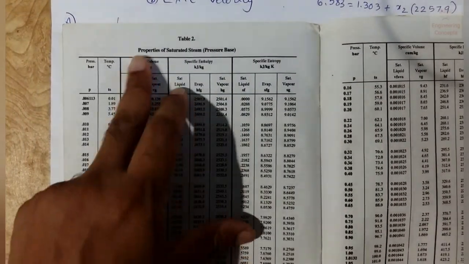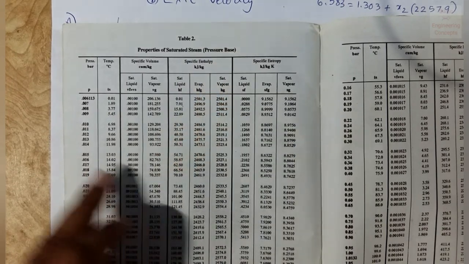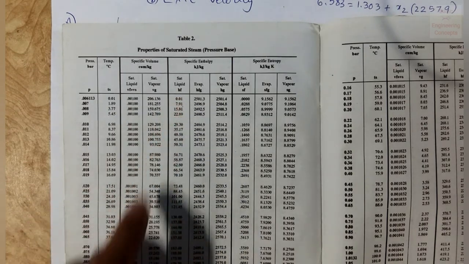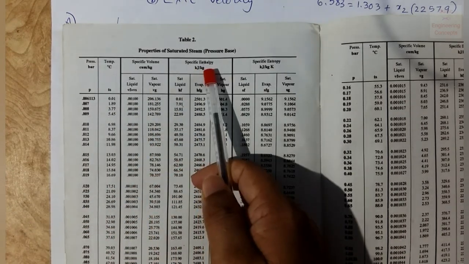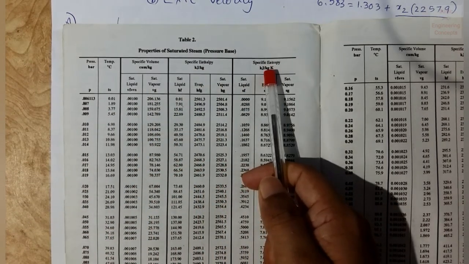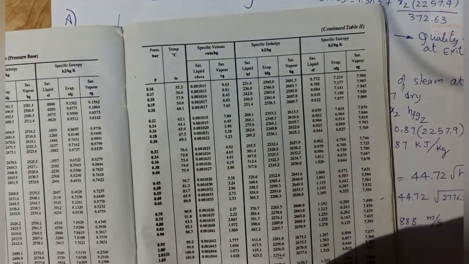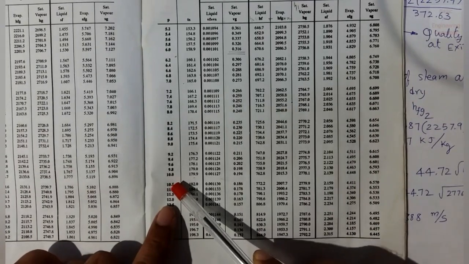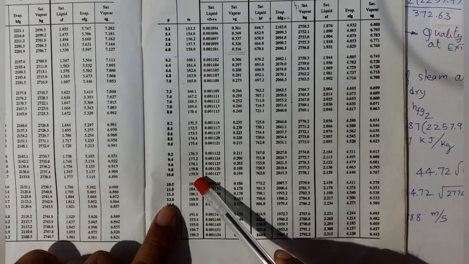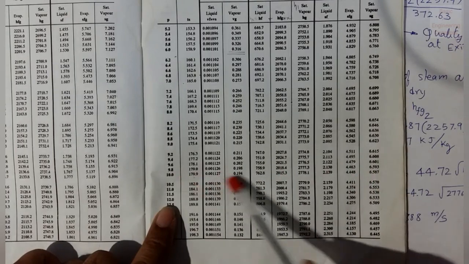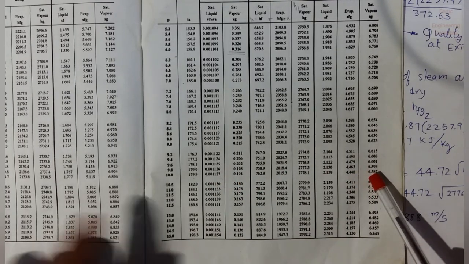So, properties of saturated steam, pressure basis. Here we have pressure, temperature, specific volume, specific enthalpy, and specific entropy. First pressure P1 is 10 bar, so we have to see where the pressure is 10 bar. Here we have pressure 10 bar, so the corresponding temperature is 179.9, and all other values will be here as we have seen in the textbook.